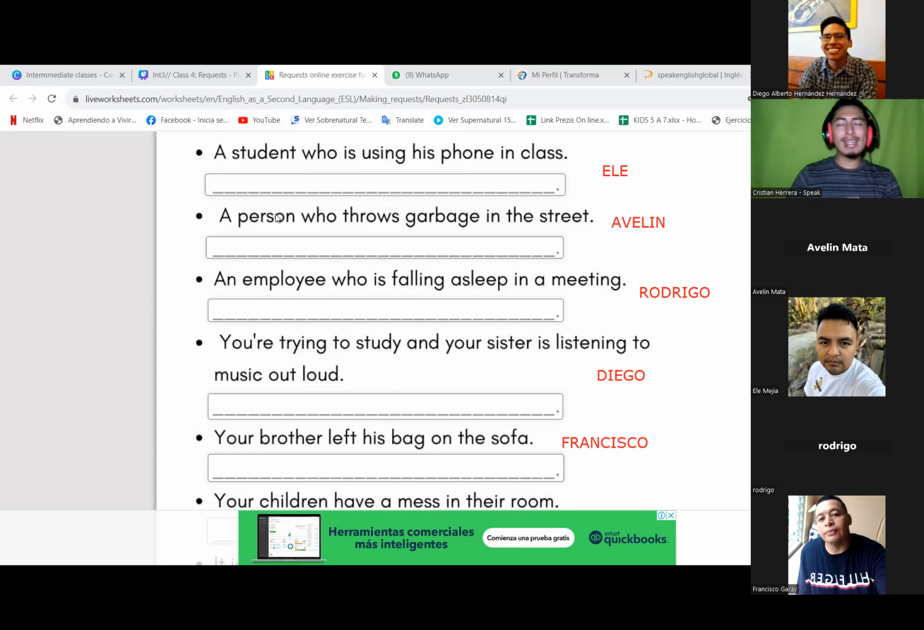Ellen, what can you say to a student who is using his phone in class? "Okay, sorry, you can use the telephone in class." And the request? Because that's an order. "You can't use your cell phone." It's an order, a restriction, a prohibition. But okay, what could be a question? Remember that requests are questions, okay?